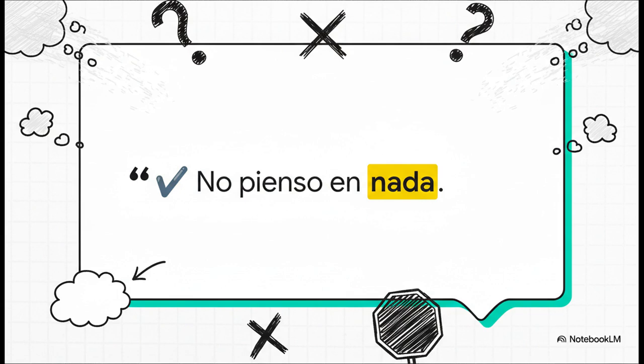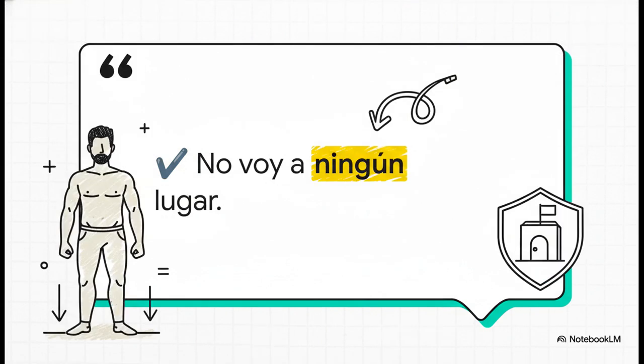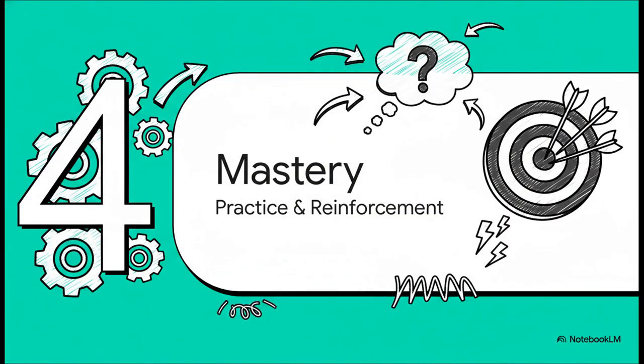Super simple, super clean. And how about one more for good measure? No voy a ningún lugar. I'm not going anywhere. And notice here we're using ningún because lugar is a masculine noun. This formula is just so incredibly useful and versatile. All right, you've seen the rule, you've seen how it works, now it's your turn to play. Because let's be honest, the only way this stuff really sticks is by actually doing it. So let's test out your new skills right now.